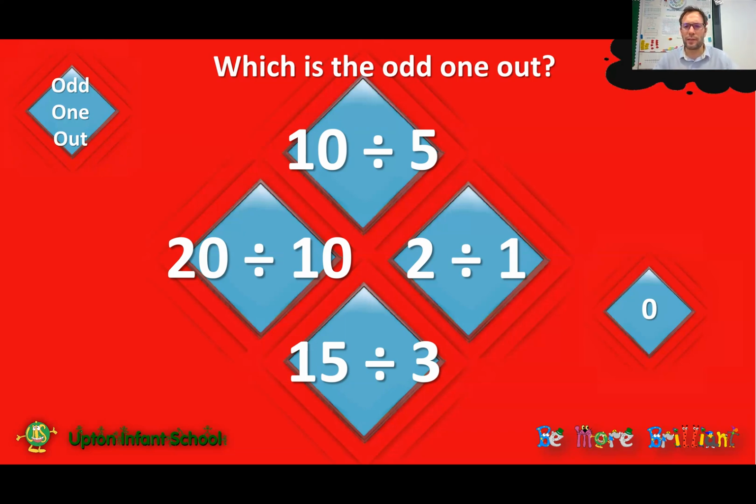How many 10s are in 20? 10, 20. There's 2 10s in 20. So the answer to that one, 20 divided by 10, is also 2.